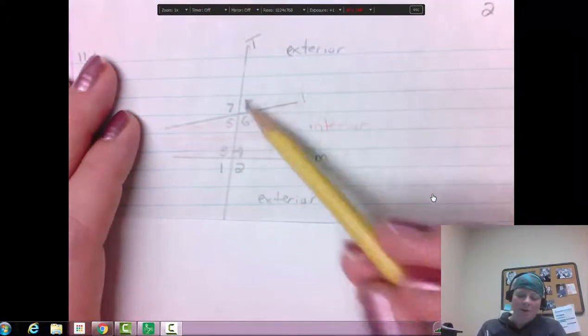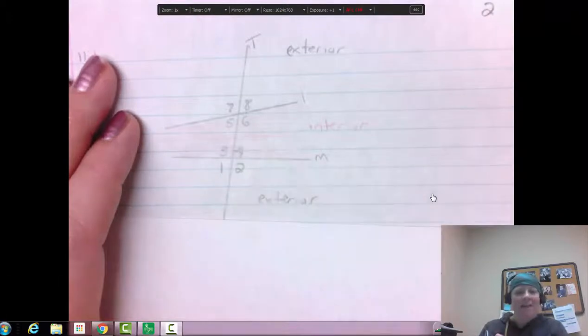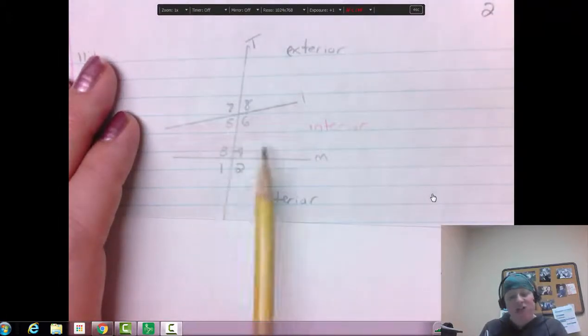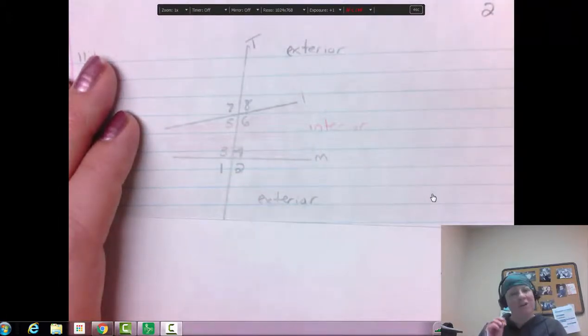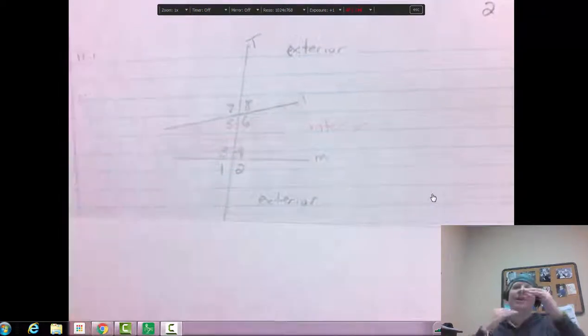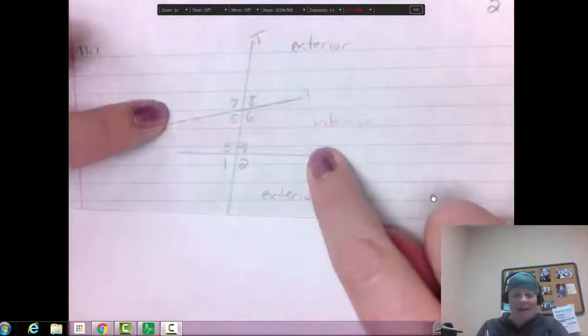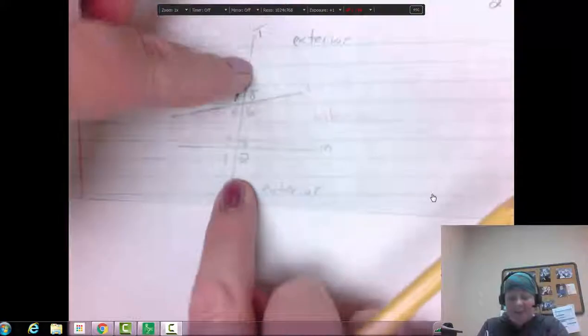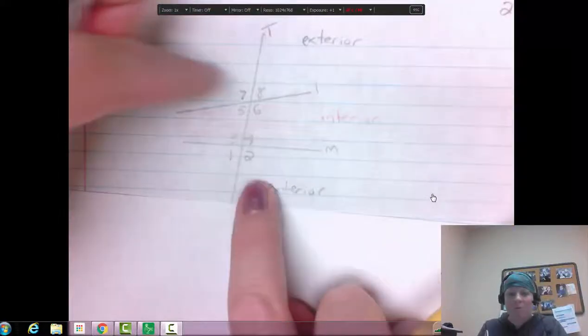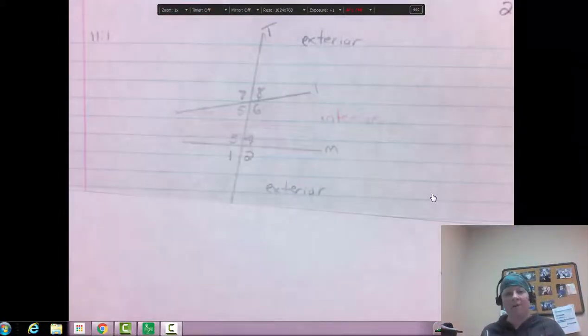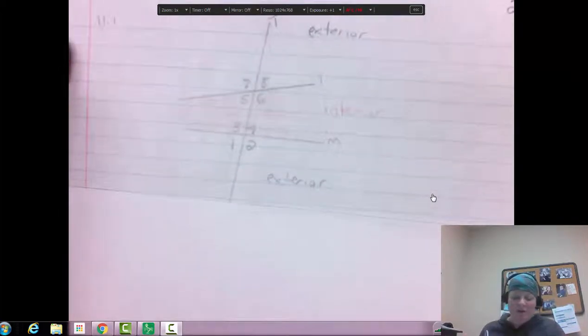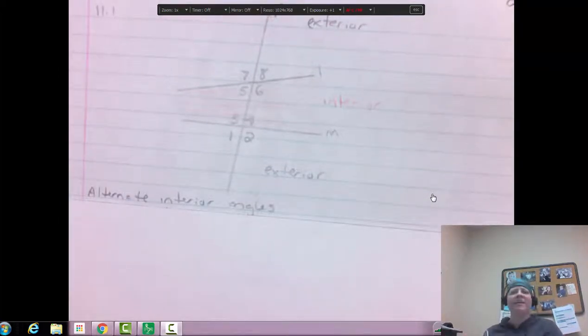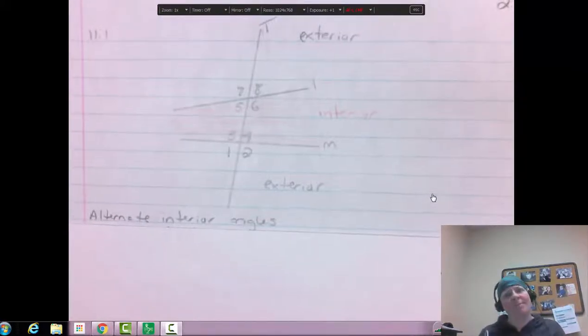And then we're going to refer to all of these angles. The big thing: notice I lightly shaded this middle in red. Those are our interior angles because they're inside both lines, and our outside ones are exterior. So 7, 8, 1, 2 are exterior angles. And how are these angles related? We have different names for each type of relationship that these have.